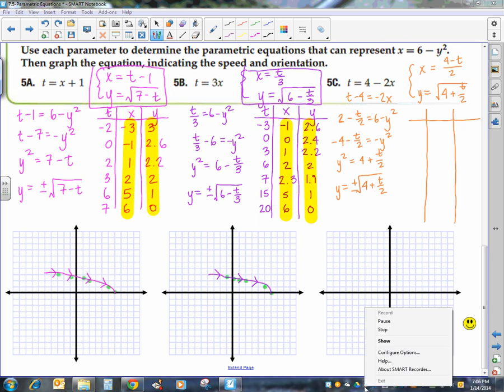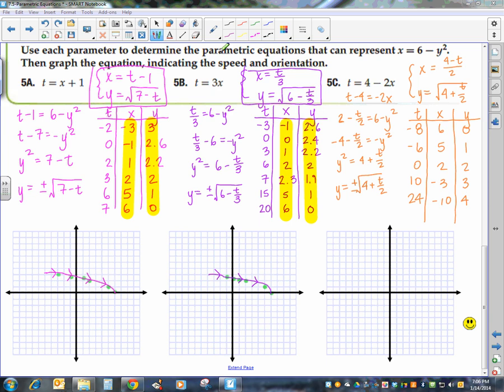I think you know how to plug numbers in. Okay, so we're ready to plot our last one. And notice my points are I chose negative 8. That was what gave me 6, 0. So 1, 2, 3, 4, 5, 6, 0. And then I have 5, 1. And then I have 2, 2. And then I have negative 3, 3. And then I had negative 10, 4.